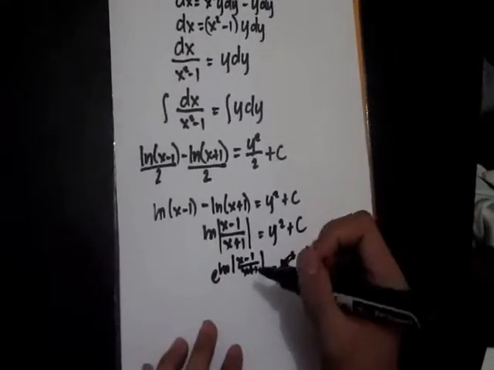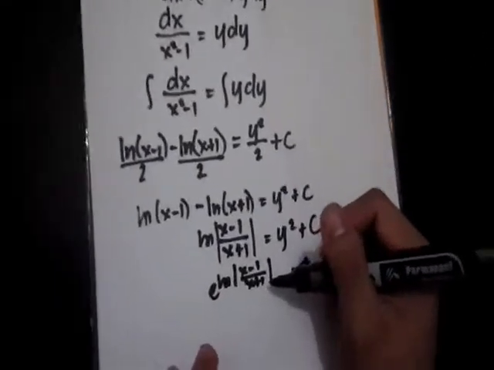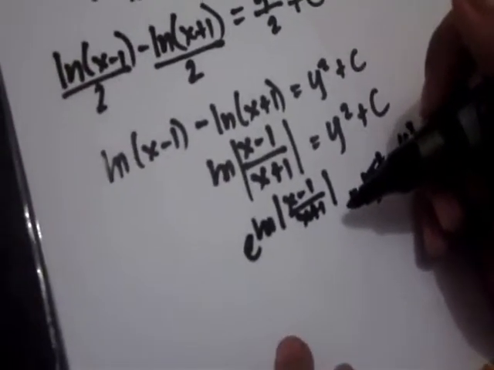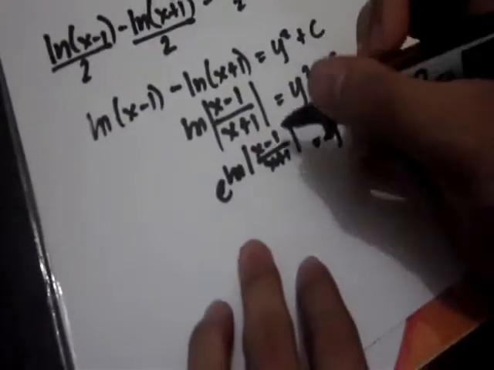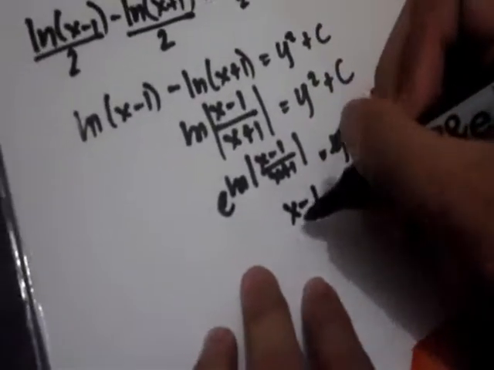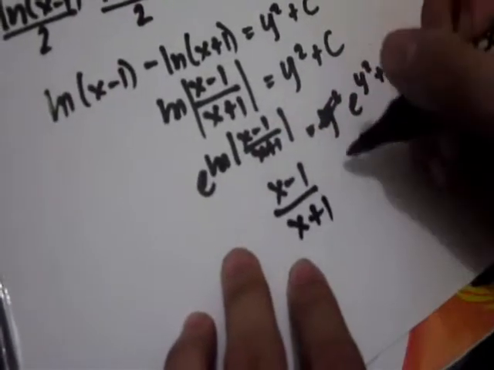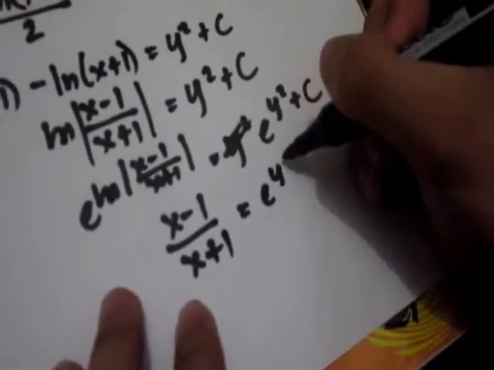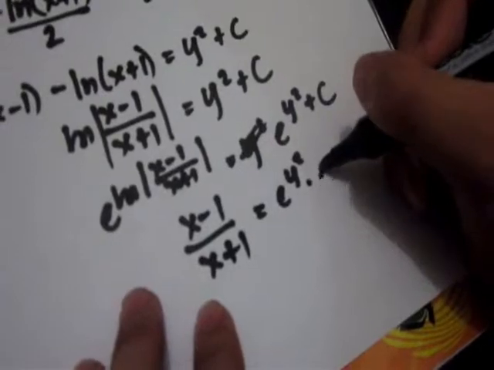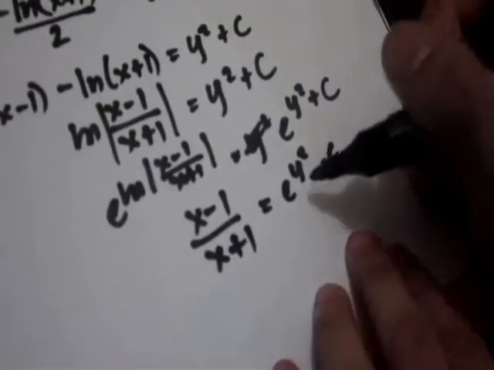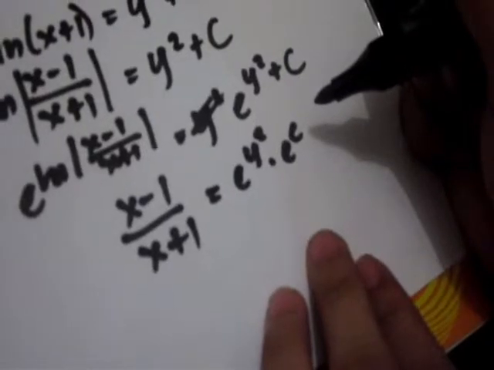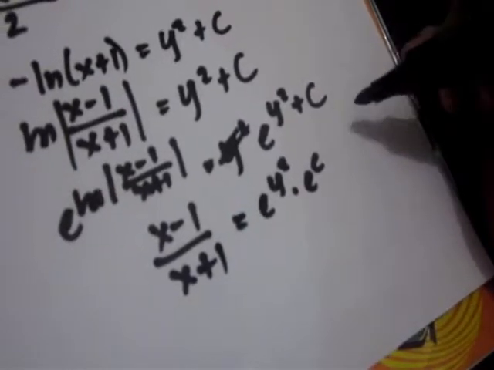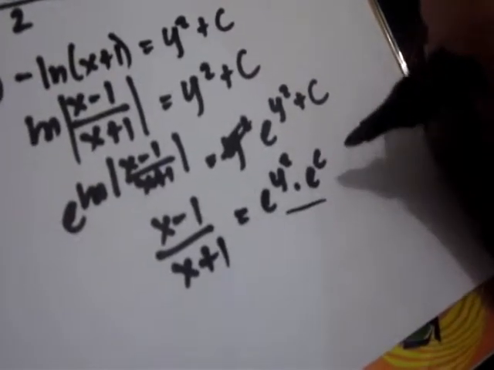Here, the natural logarithm that becomes an exponent of the natural constant e will result only in x minus 1 over x plus 1 equals e to the y squared times e to the c. We get this because of the law of exponents, that the sum of exponents will just become like this.